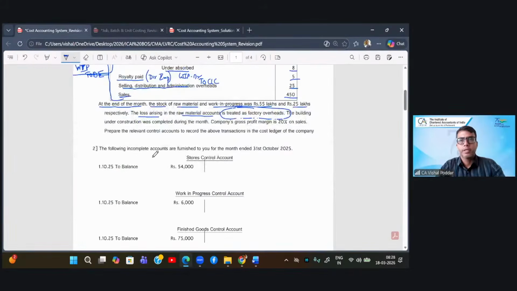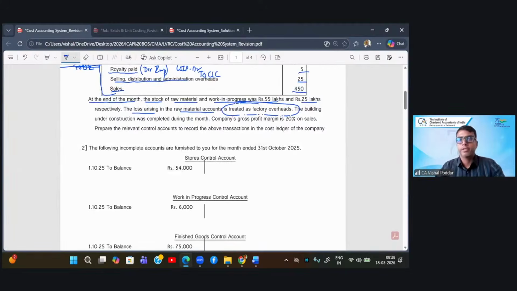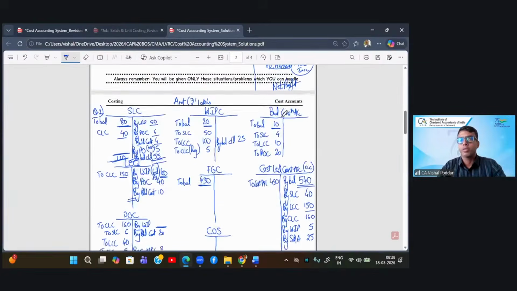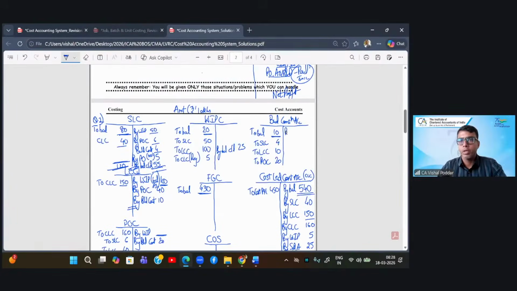Okay. Now something again interesting in this question. They have said that the building under construction was finally completed during this period. Now, if the building is completed, it now becomes your asset. And which account shows all the assets? This account shows all the assets. So what effectively we have to do? We have to transfer this balance to CLC because now this building under construction is complete. So it becomes my asset.